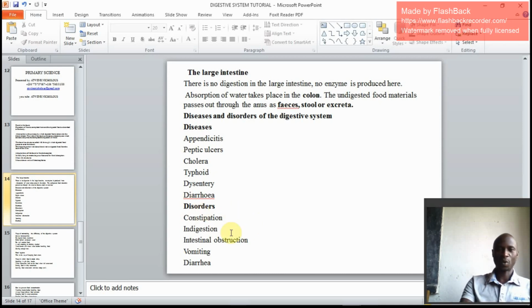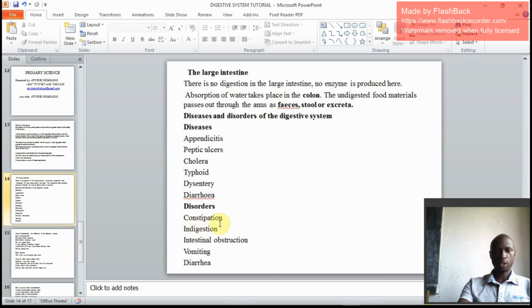That is what we call constipation: having difficulty in passing out stools. It can be checked when you feed on foods containing roughages.